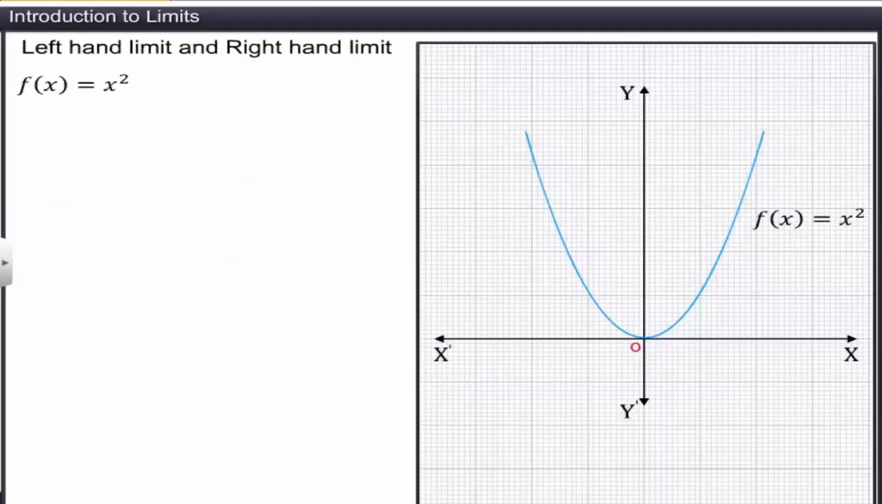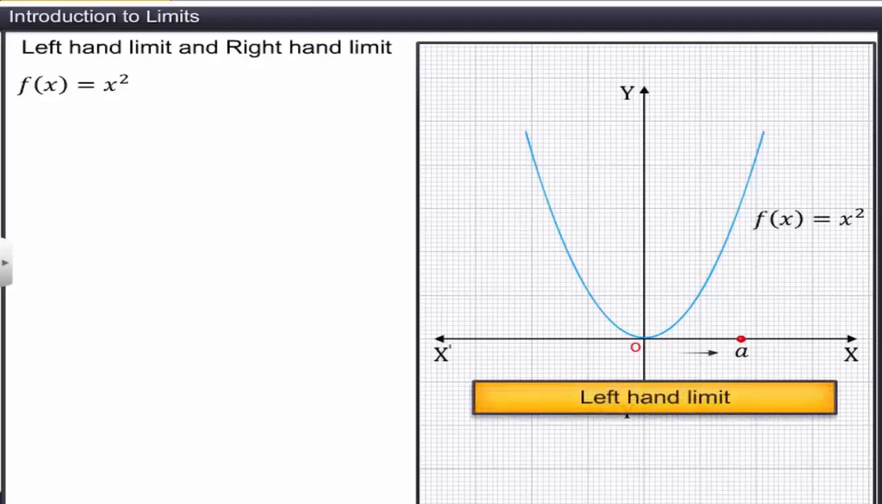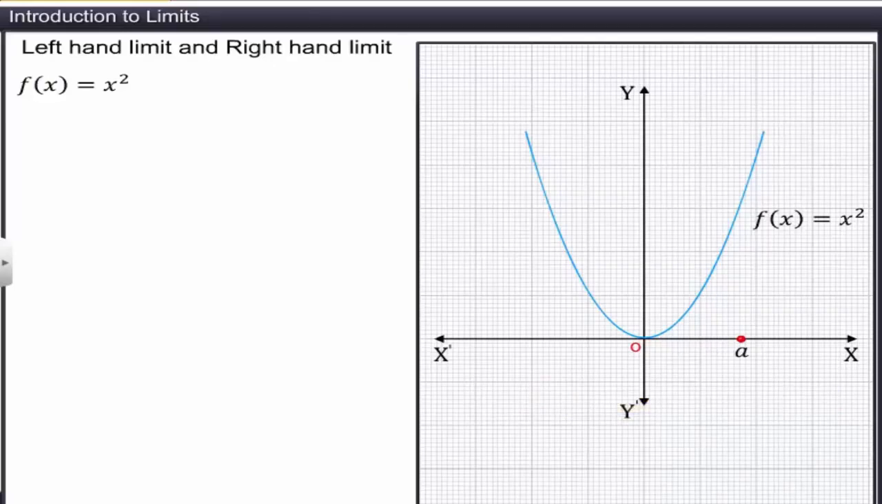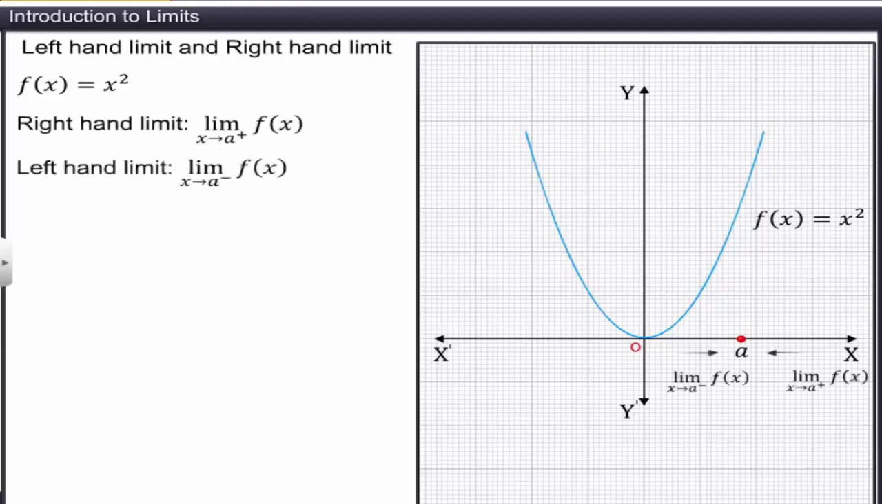When we talk about x tends to a point A, we can approach A in two ways. We can approach A either from the right-hand side or from the left-hand side. When we find the limit from the left-hand side, we call the limit the left-hand limit. Similar is the case with the right-hand limit. We represent the right-hand limit and the left-hand limit as shown. The superscripts on the top indicate whether we are finding the right-hand limit or the left-hand limit.